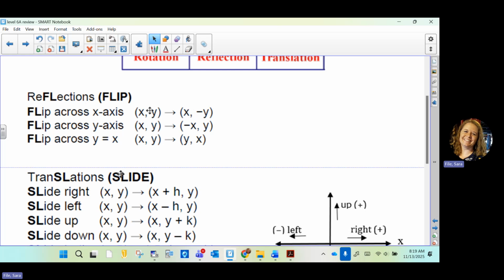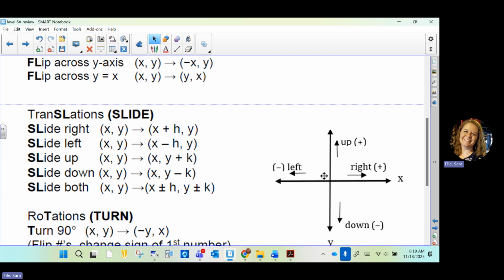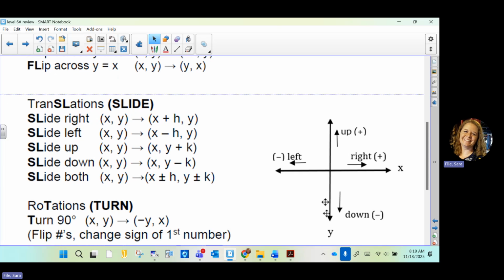Here's what happens to your X and Y if you flip over the 3 different lines of reflection, or lines of symmetry, we talked about. Here's what happens when you translate or slide your image. This is the only one that has plus and minuses. So if you see a rule with a plus or a minus, you know it's a translation, a slide. Along the X, plus is to the right, minus is to the left. Along the Y, down is minus, up is add.